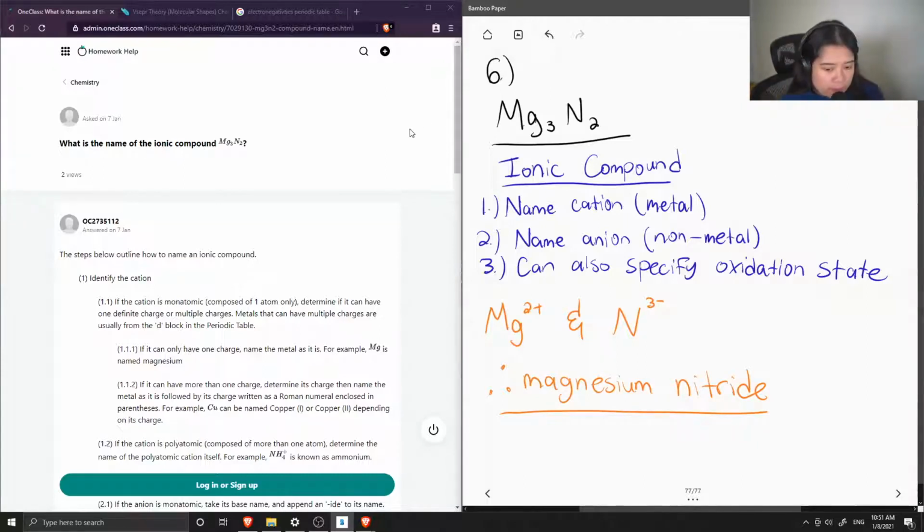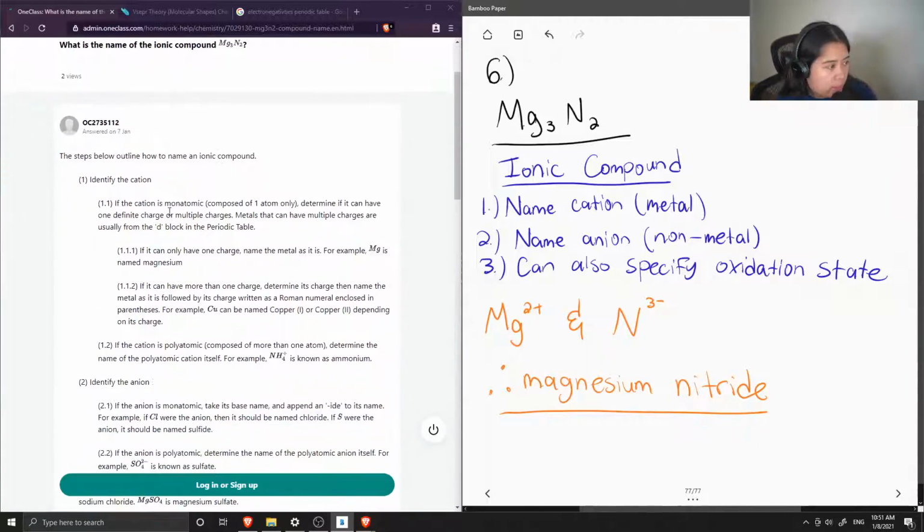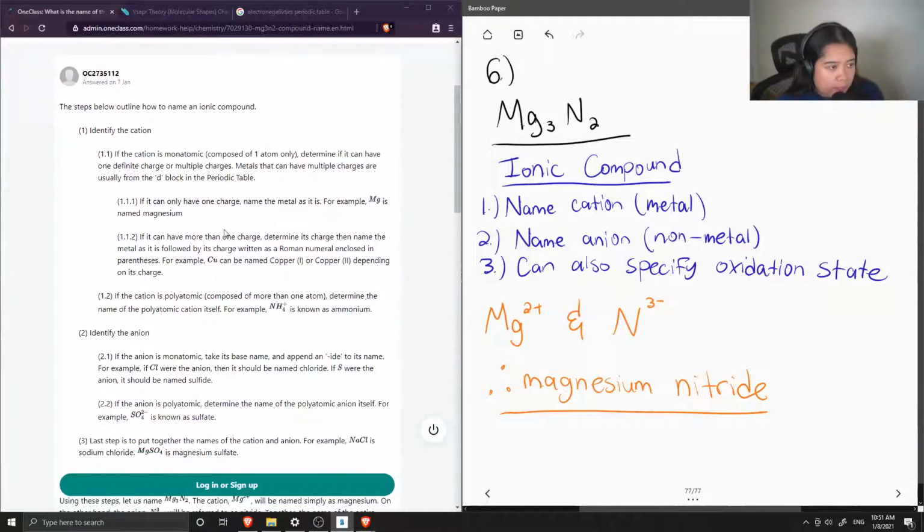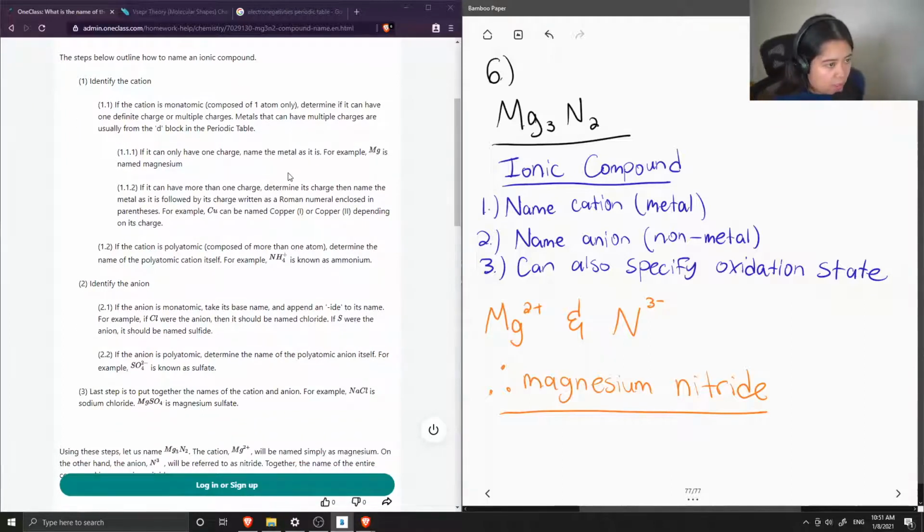Okay, so let's see what the junior tutor said. The steps below outline how to name an ionic compound. Step 1. Identify the cation. If it's monoatomic, determine if it can have definite charge or multiple charges. Metals that can have multiple charges are usually from the D block, so any of the transition metals. If it can only have one charge, name the metal as it is. For example, magnesium is Mg.